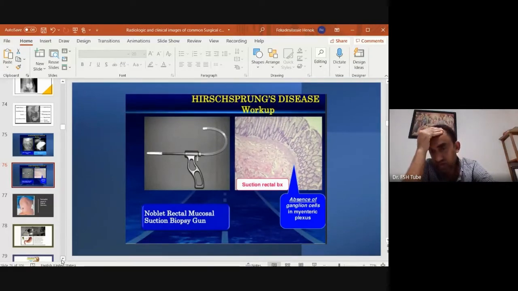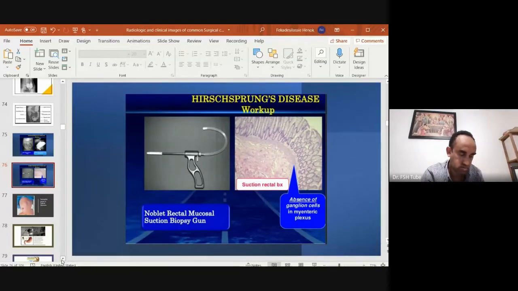What kind of surgery do you do? Colostomy? A colostomy could be a temporary measure, but not really a preferred way. What do you call it? The definitive treatment. What is the definitive treatment?